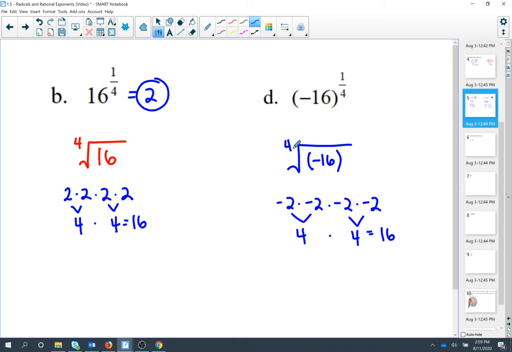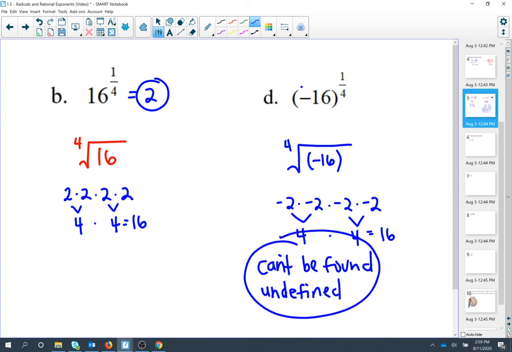This cannot be done. So you can either write NA, or you can write can't be found, or some teachers have you write different things, but for us, can't be found or even undefined. You cannot find an even root of a negative number. And we'll talk about that more as we go, but for right now, I'm just going to leave it at that.